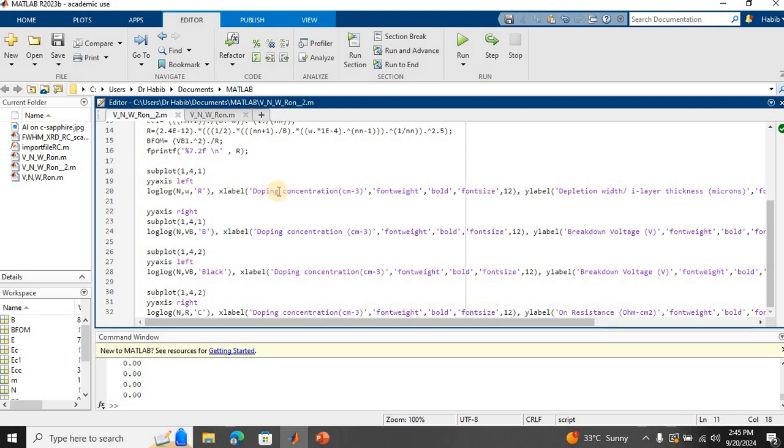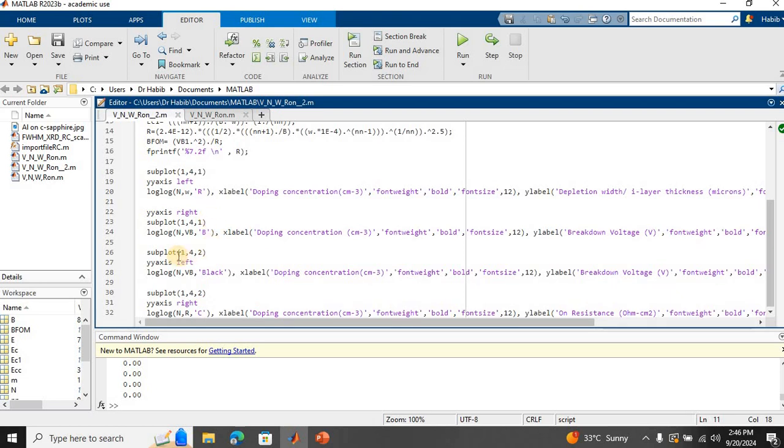This line over here plots depletion width versus doping concentration on the left y vertical axis, and this one over here plots the breakdown voltage versus doping concentration on the right y axis, on the vertical axis. So it's actually a dual y axis plot.